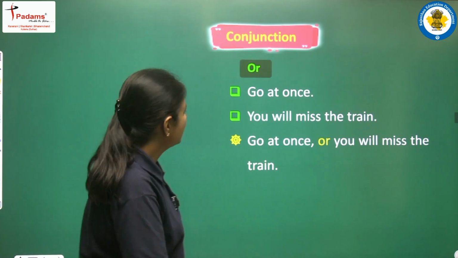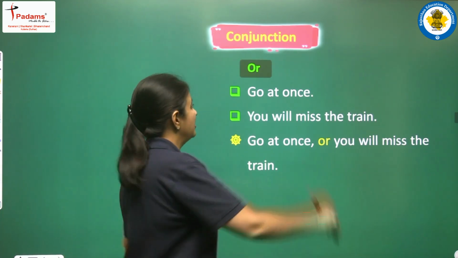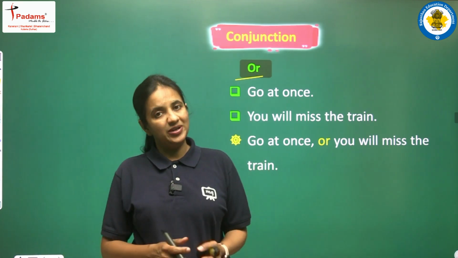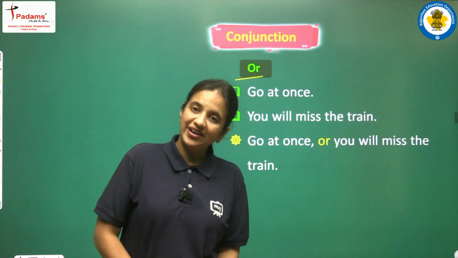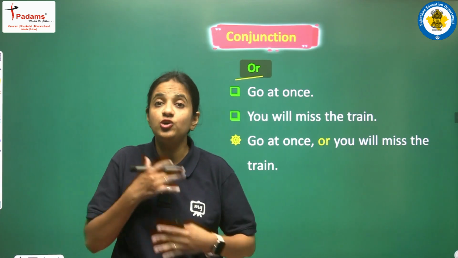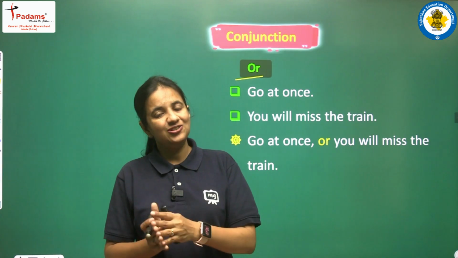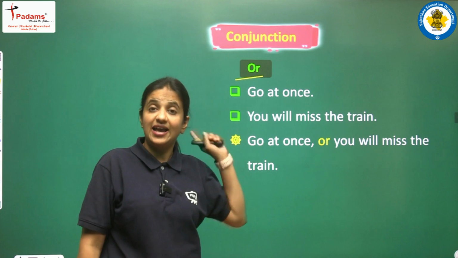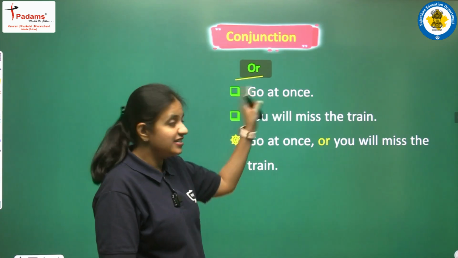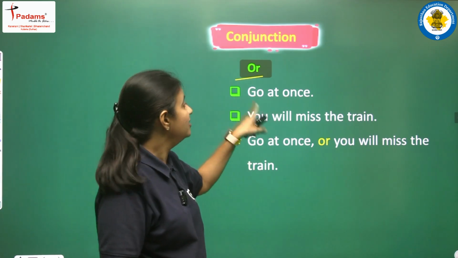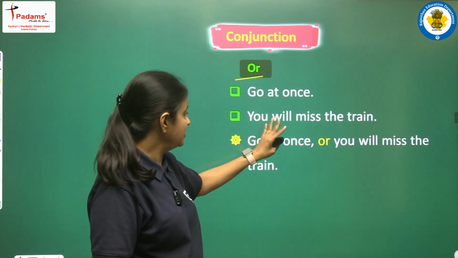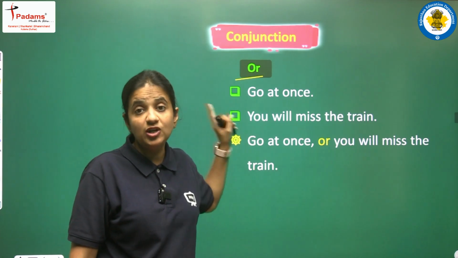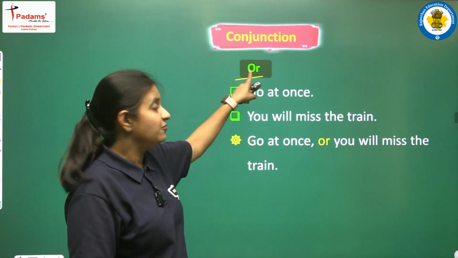Okay. Next conjunction we are having here is or. Or is a very common conjunction. When we use or in a sentence, we are actually having two options, right? So we are showing two options with the help of or. Let's see how we can use this word as a conjunction in a sentence. Let's read the two sentences that we are having here. Go at once. Second sentence is you will miss the train, right? So we are having two things here. Let's see how we can use or.